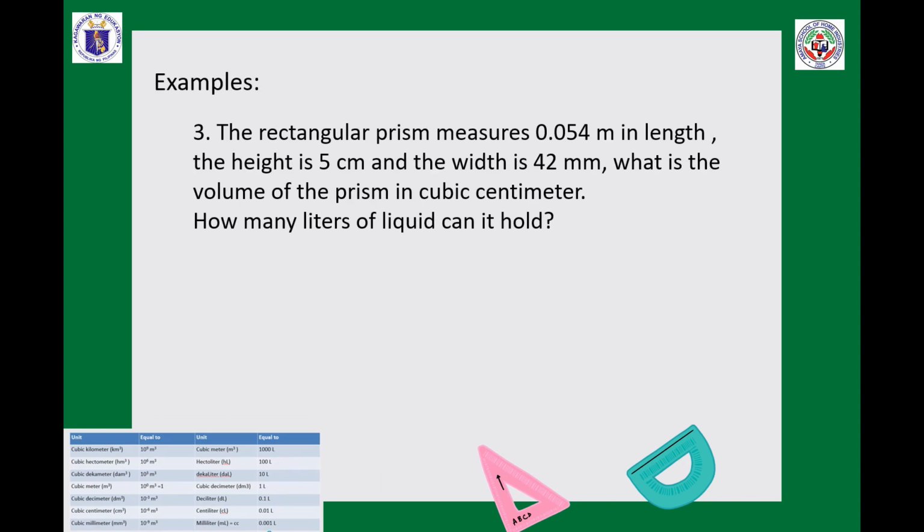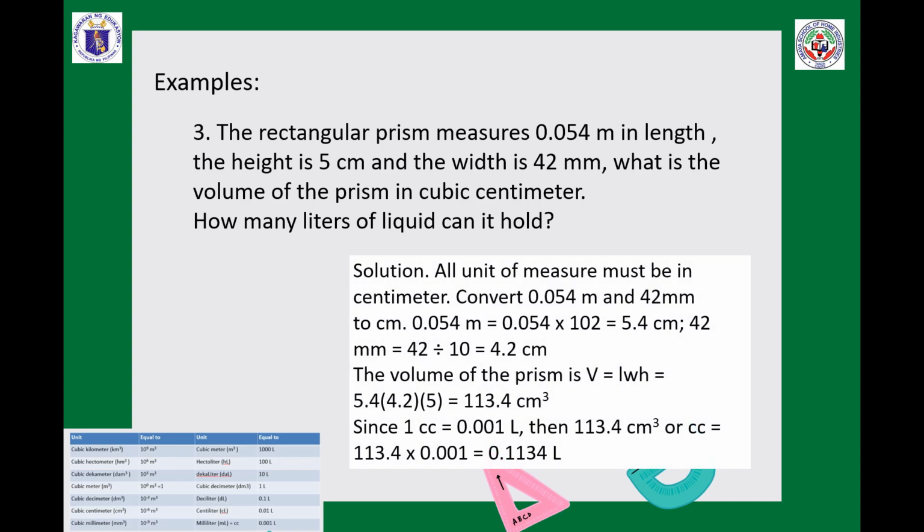Number 3. The rectangular prism measures 0.054 meters in length. The height is 5 centimeters and the width is 42 millimeters. What is the volume of the prism in cubic centimeters? How many liters of liquid can it hold? So for our solution, all units of measure must be in centimeters. Convert 0.054 meters and 42 millimeters to centimeters.